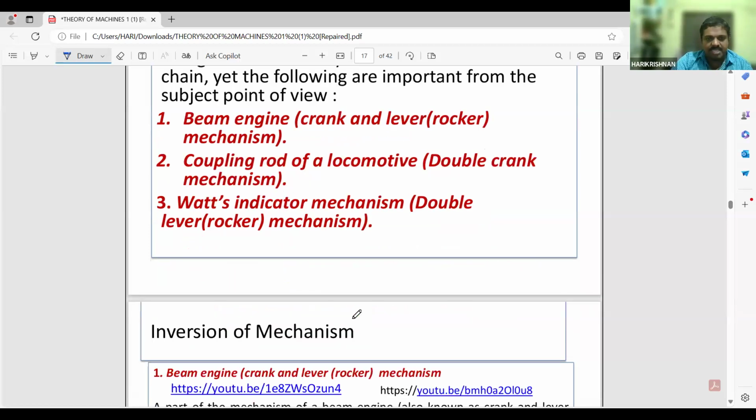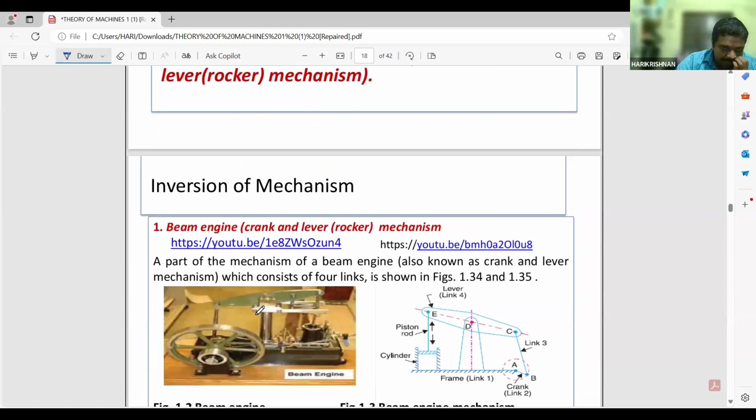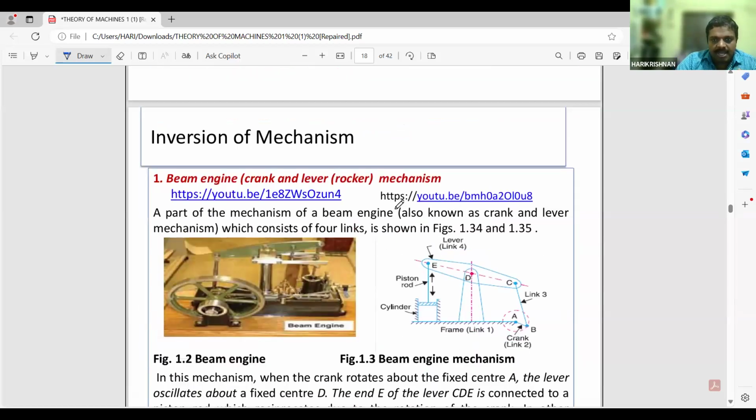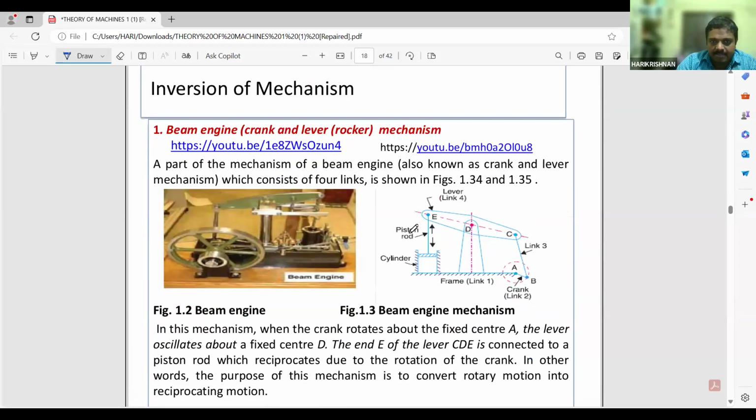After the class, the YouTube link of the mechanism is over there. You can just watch it. Otherwise we will lose time if I show you in between.